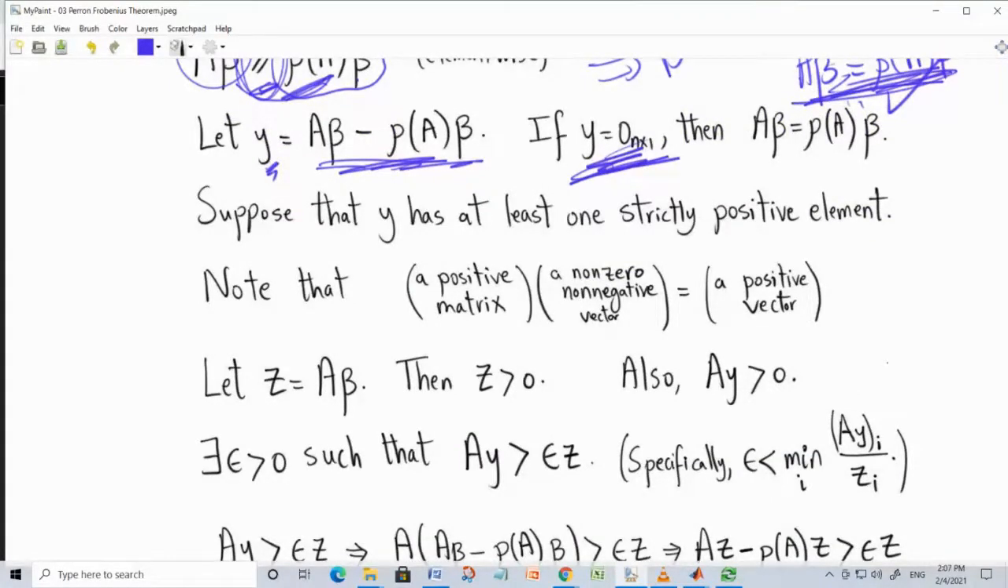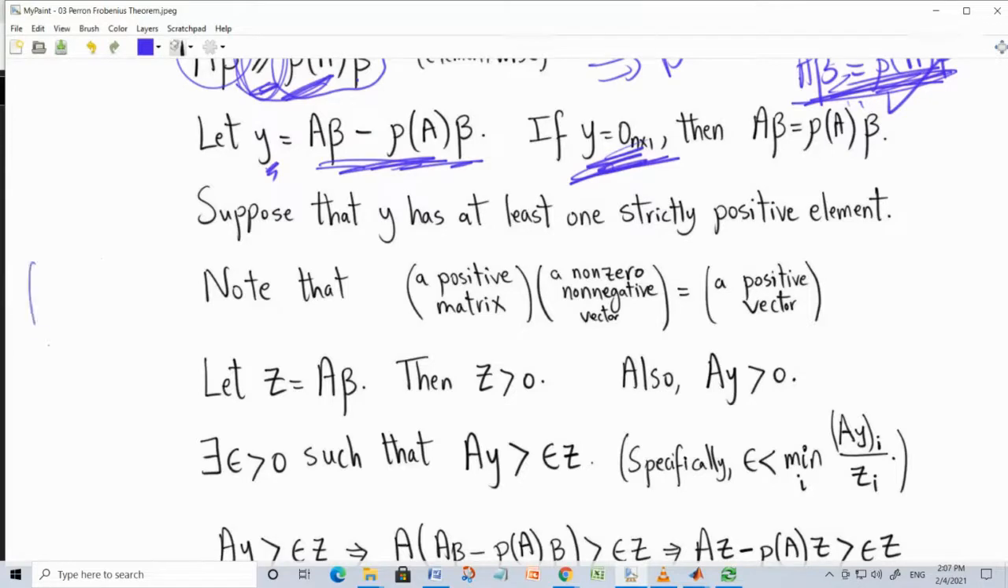We will use a simple idea. Suppose you take a positive matrix and you multiply it by a non-negative vector with at least one component that is positive. If you do this, you will get a strictly positive vector, right?